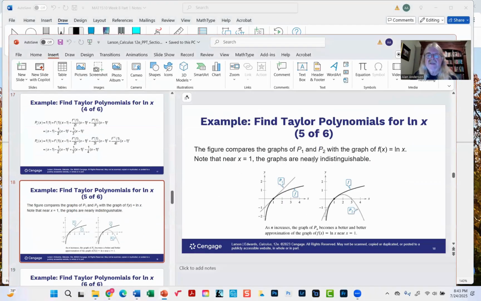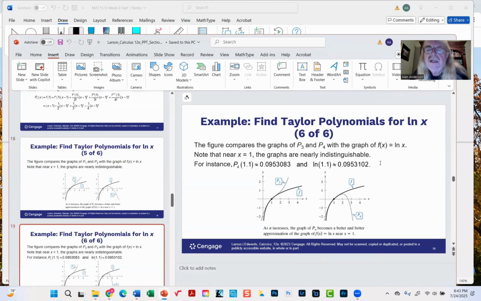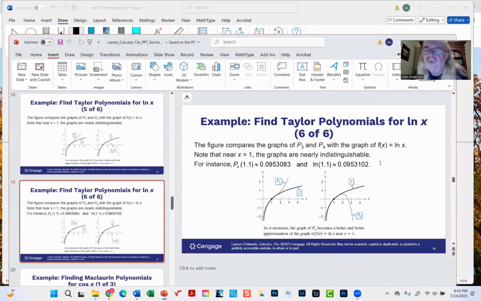All right, let's see what they mean for us to do. Here what they're trying to do is show us the graphs of f compared with P1 and P2 and P3 and P4. And so you can see, the more terms you have in your polynomial, the closer the approximation will be. But you have to ask yourself at some point, when is enough enough? How accurate do you need to be? And that's really what's going to determine how many terms you're going to use.